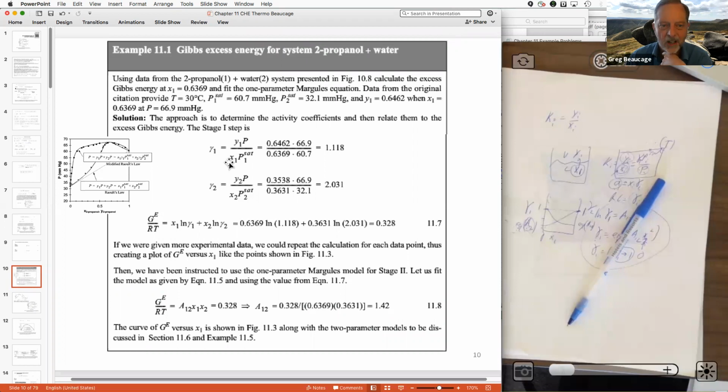So you know y1, x1, you calculated p sat from the Antoine equation, you're given the pressure, then you can calculate the two gammas. y2 is going to be 1 minus y1, x2 is 1 minus x1. P2 sat you get from the Antoine equation, P is the same between the two. So you can get the two gammas given the information that you gave. Once you have the two gammas, you can calculate the excess Gibbs, which I think is what the problem is, right? Calculate the excess Gibbs.